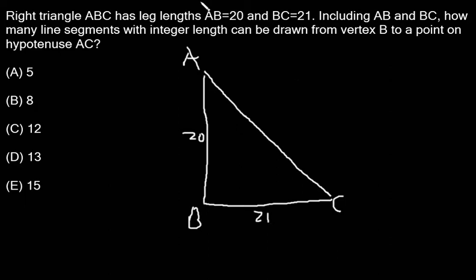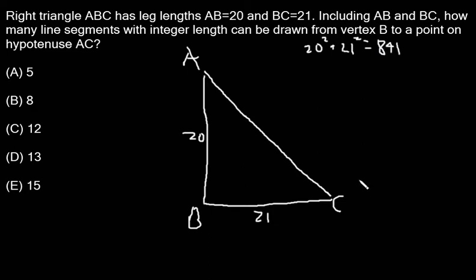We want to find the hypotenuse length, so all we do is A squared plus B squared equals C squared, that's the hypotenuse. 20 squared plus 21 squared. 20 squared is 400, 21 squared is 441, and 400 plus 441 is 841.